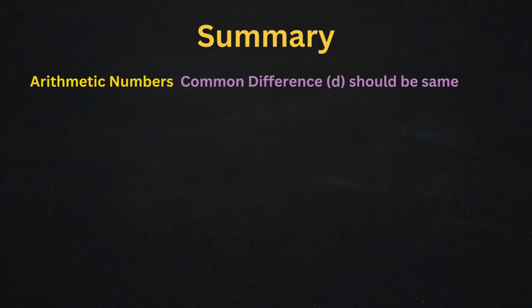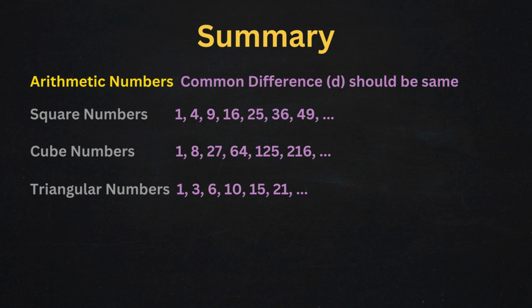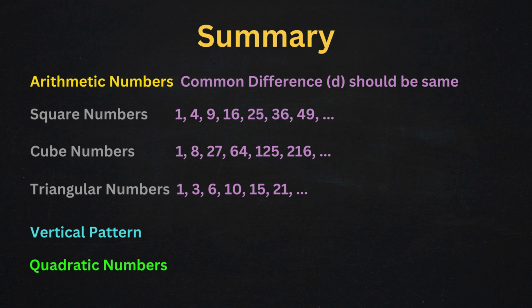Okay, let's summarize it. There are 4 types of sequences in our syllabus. Number 1, arithmetic sequences. Number 2, square, cube, and triangular numbers and their shifts. Number 3, we'll check the vertical pattern, and if it doesn't fit all 3 types of sequences, then we'll move toward applying the quadratic formula. If you apply the quadratic formula without checking the vertical pattern, it won't be exactly wrong, but it'll take much longer. So it's not advised to do that.